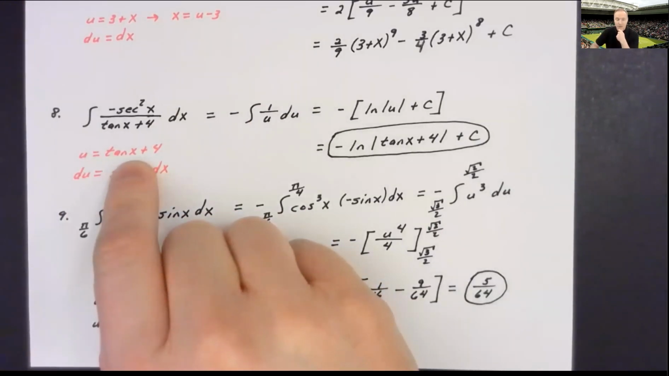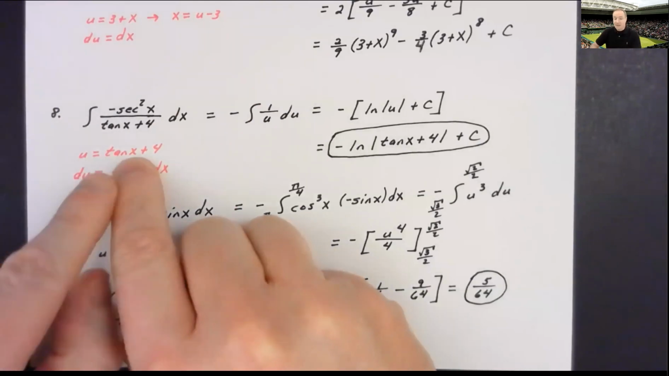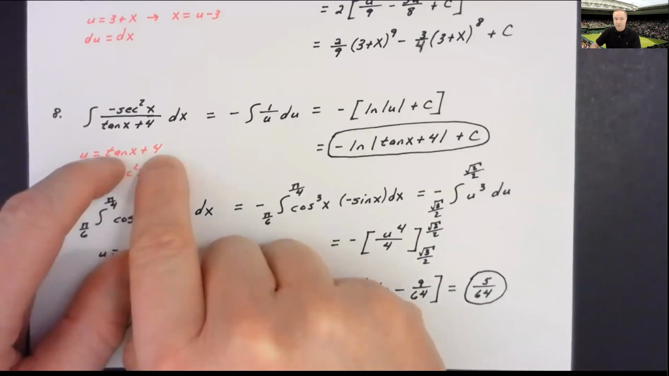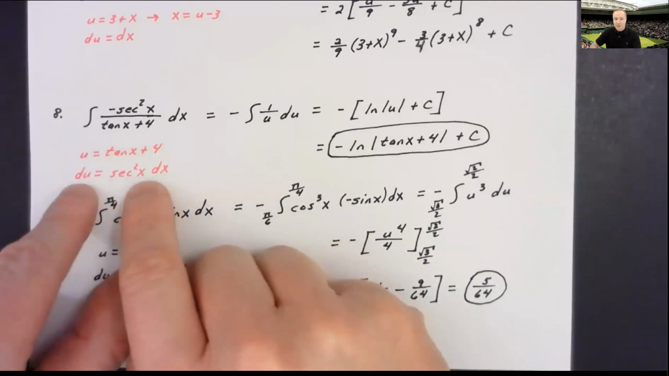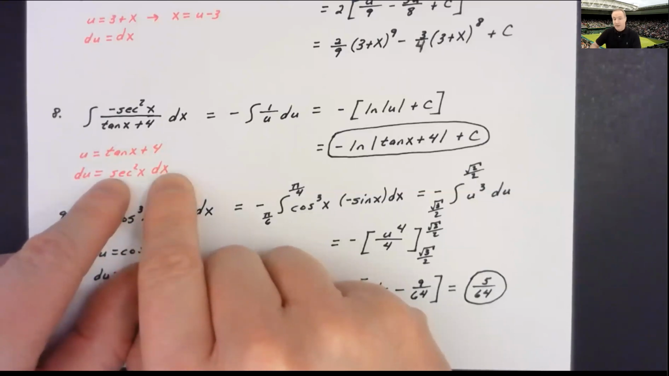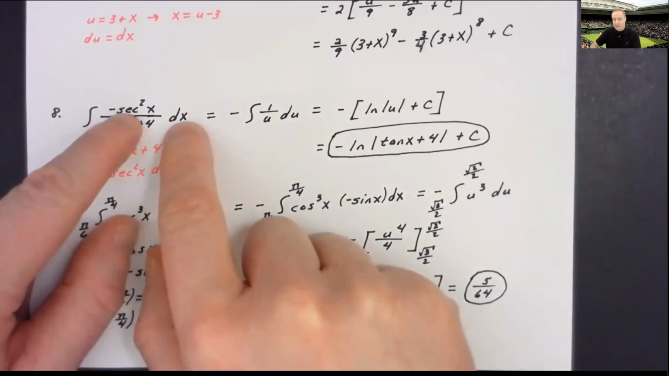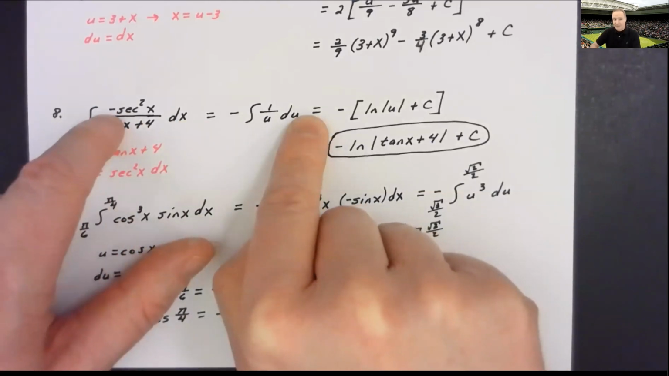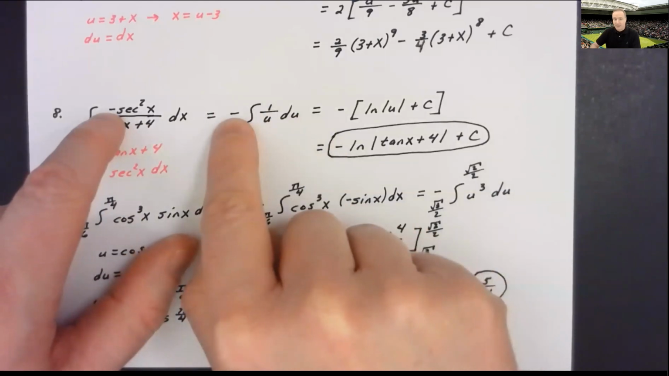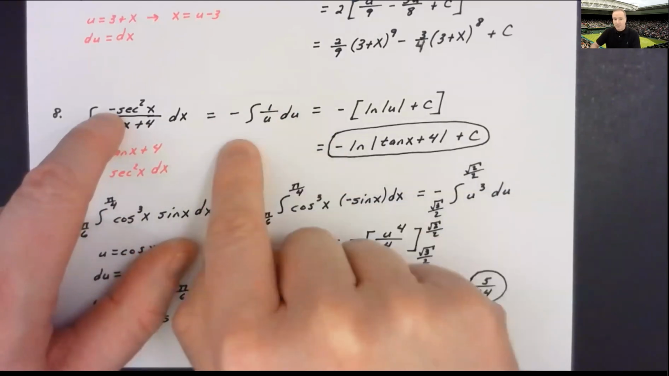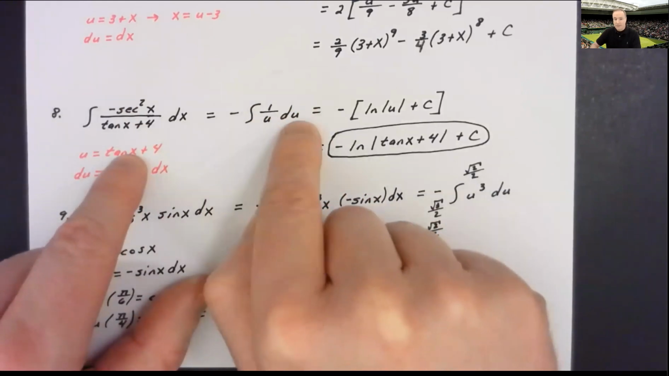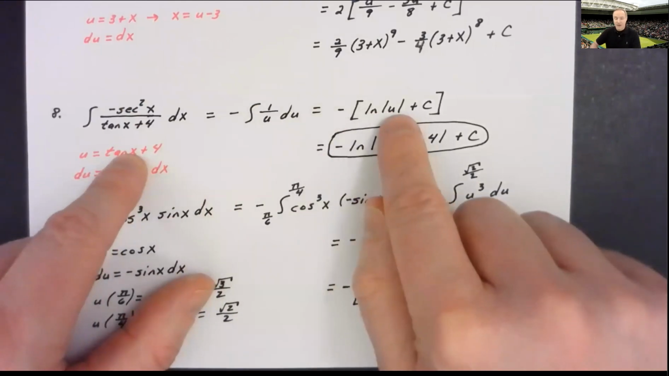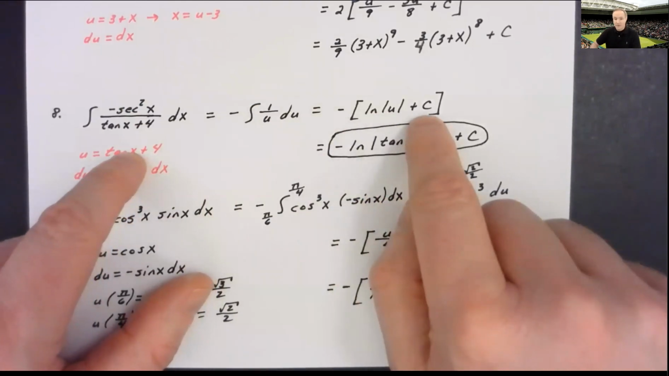And I say, is that a good choice for u? You bet. Because then I can say the derivative of tangent is secant squared x dx. Of course, the derivative of 4 is 0. So I get du is secant squared x dx. Now, I have the secant squared x dx already up there, so that's going to become du in the next step. That negative factor, I just bring to the outside. So it's the negative of the integral of 1 over u du. And I know I can integrate 1 over u by just saying it's the natural log of the absolute value of u plus the constant of integration.